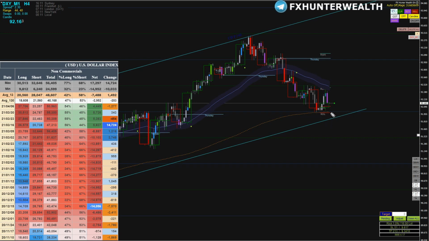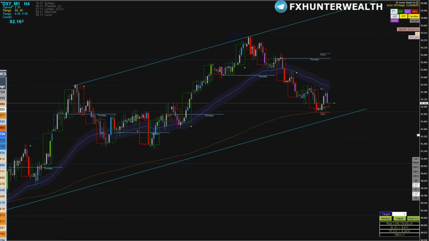Long term, I mean probably for this month, I'm bullish, and I'm thinking that in this zone we might see some push up again.